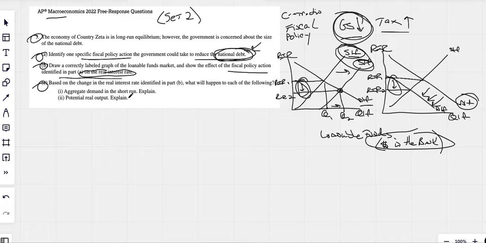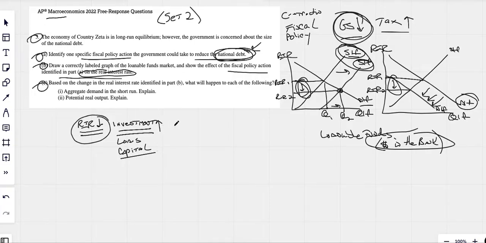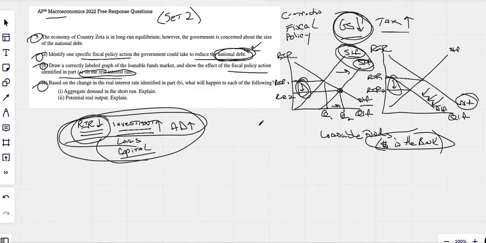Easy. All right, C. Based on the change in the real interest rate, what will happen to each of the following? Aggregate demand in the short run, or potential real output. Well, if real interest rates are going down, we should know that real interest rates affect investment. And when we're talking about investment, we're thinking of people taking out loans in the loanable funds market, right? So if that real interest rate goes down, more people are going to take out loans as investment, and they're going to build capital goods. So there's more investment going on. We know if there's more investment, there's got to be more aggregate demand. And this is what they're looking for in your explanation, that you recognize this causal chain of thinking. Real interest rate goes down, investment goes up, aggregate demand goes up.